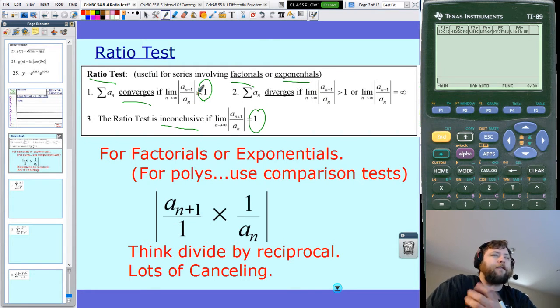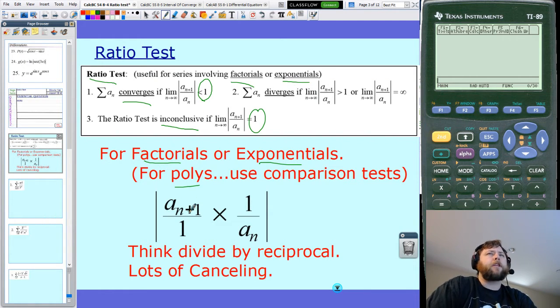So it's kind of like a geometric series: if that fraction is between -1 and 1, it converges, it diverges if it's outside of that, and it's inconclusive at 1. This is really good, again, for factorials or exponentials. If you had polynomials, those comparison tests were better. And instead of thinking about this as a sub n plus 1 over a sub n, think of it as a sub n plus 1 times the reciprocal of a sub n instead of dividing.